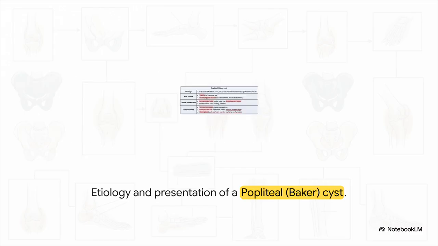Heading to the back of the knee, a popliteal, or Baker cyst, is an extrusion of fluid from the knee joint space into the semimembranosus or gastrocnemius bursa. It's often driven by underlying osteoarthritis or a meniscal tear. Clinically, it shows up as an asymptomatic bulge behind the knee, but the absolutely crucial test day keyword you must recognize is that this bulge uniquely diminishes in size with flexion.